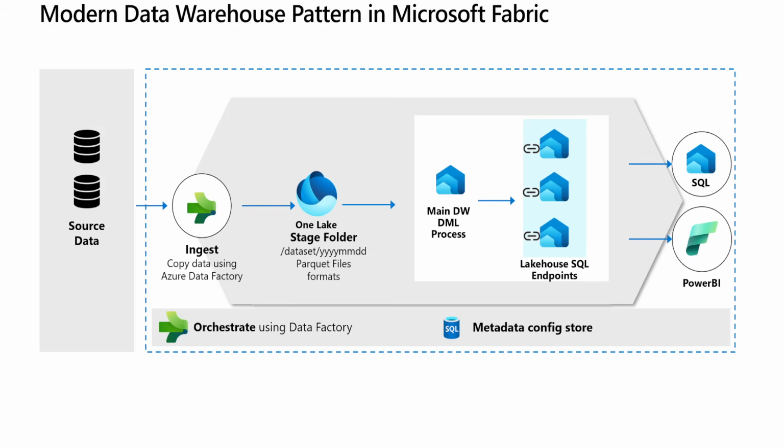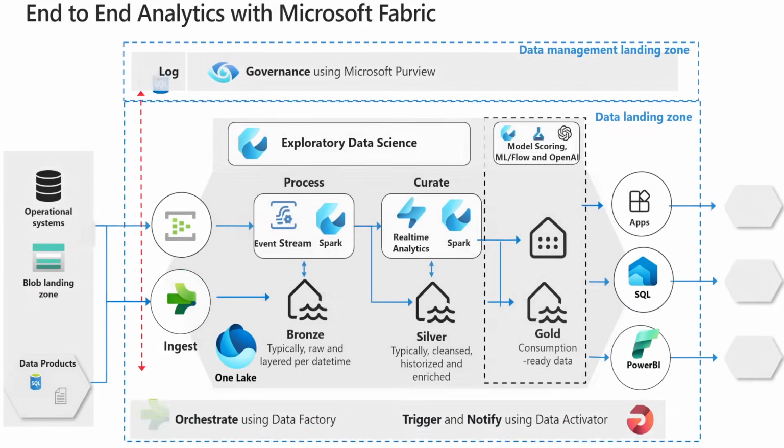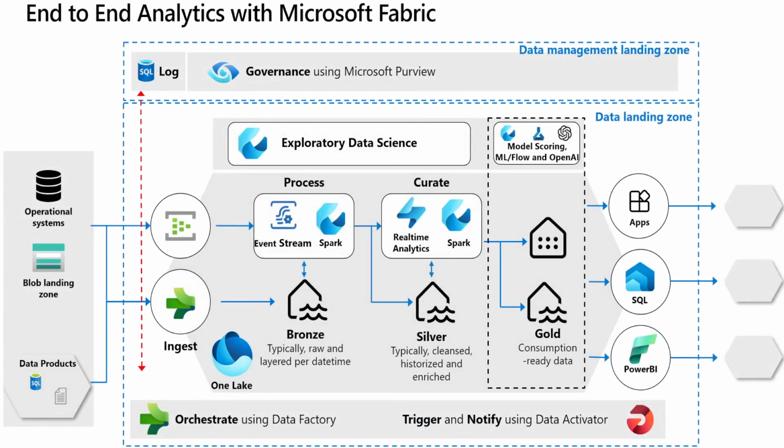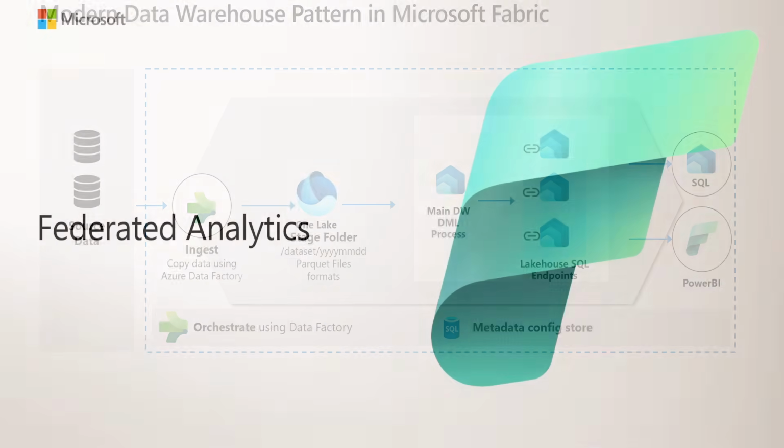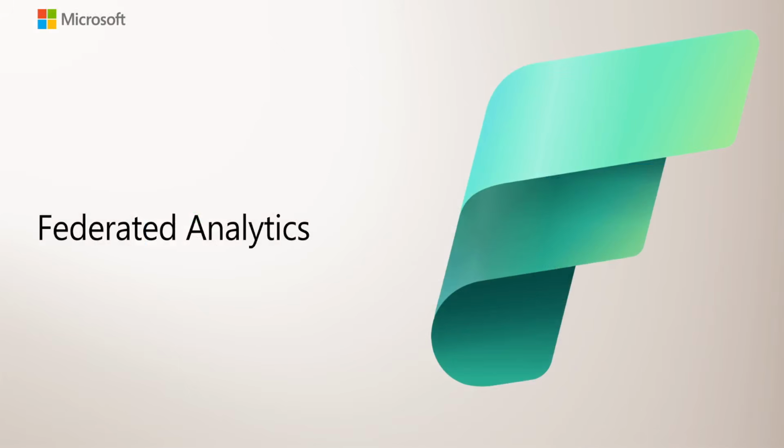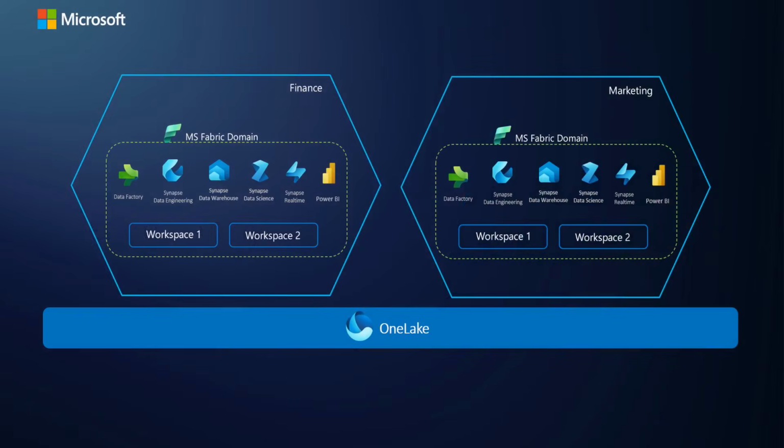Cool. So now, if we think about these two patterns, these two architectures, it is now easy to see, because everything is stored in OneLake, and all data, all compute endpoints store everything as delta tables in the back, it's easy to see this in a federated analytics pattern. So, for instance, if we have this scenario where you've got two domains, you've got finance and marketing.